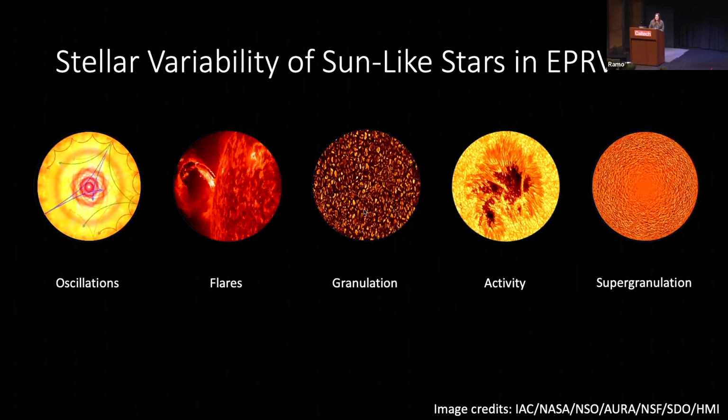Now, we probably all know the reason for this. It's because stars are incredibly variable. They're not these homogeneous balls of gas that we would absolutely love them to be. They have all these different types of variability: oscillations, flares, granulation, and activity. And last but not least, supergranulation, which, despite the fact that we haven't actually talked about it today, is incredibly problematic.